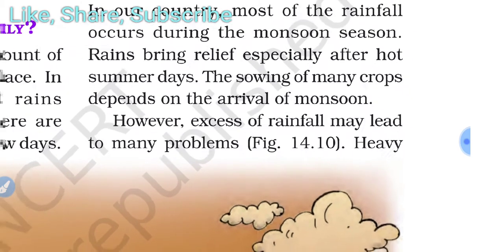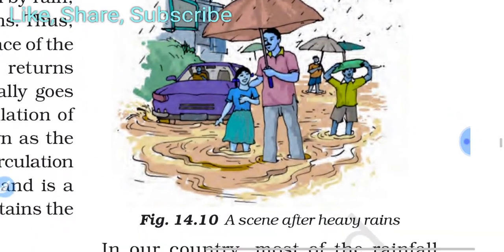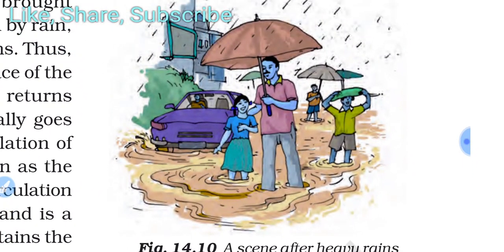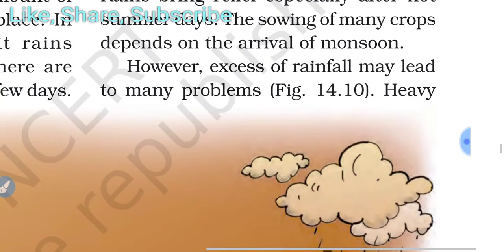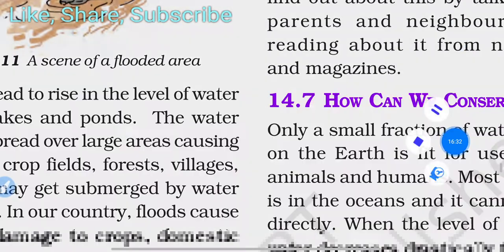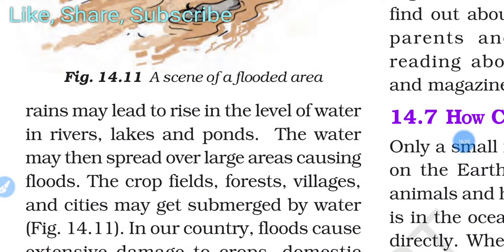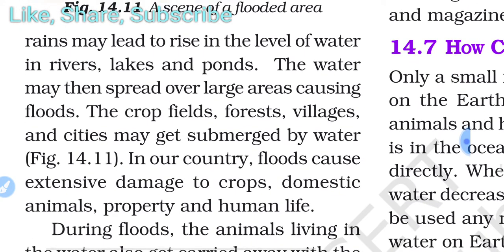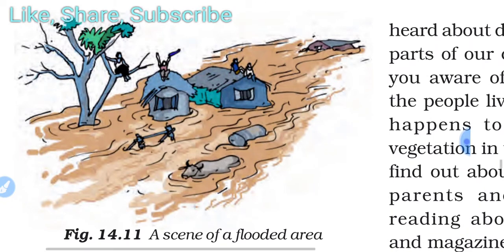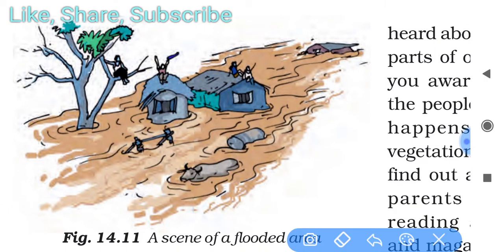If you see figure 14.10, a scene after heavy rain. This type of problem you can see mainly in city areas. Heavy rains may lead to rise in level of water in rivers, lakes and ponds. The water may then spread over large areas causing floods. The crop fields, forests, villages and cities may get submerged by water, as you see in figure 14.11, a scene of a flooded area.